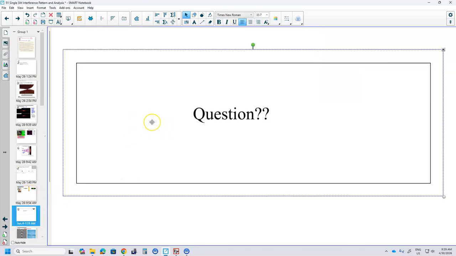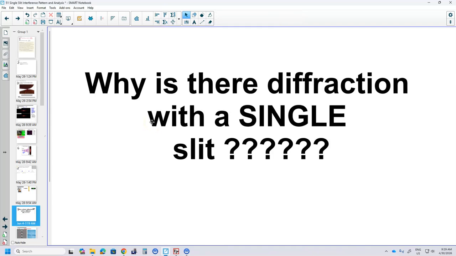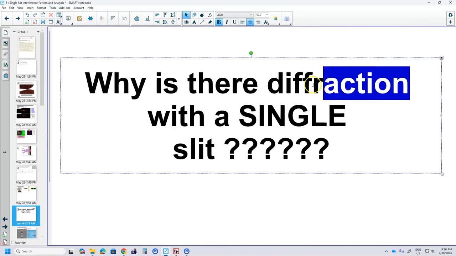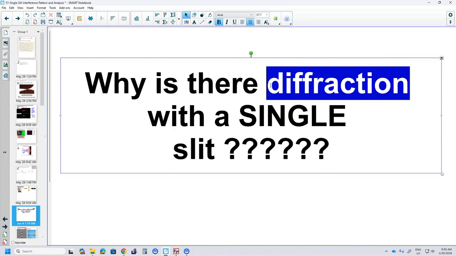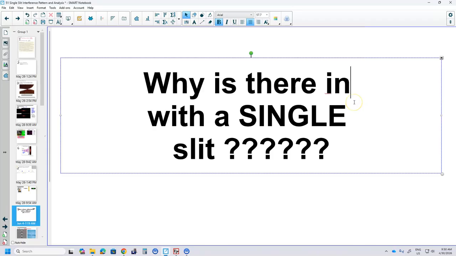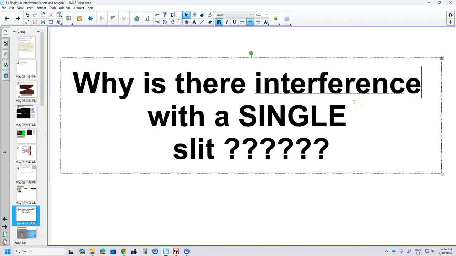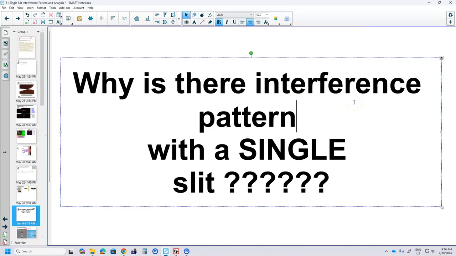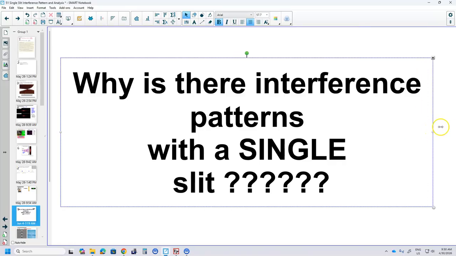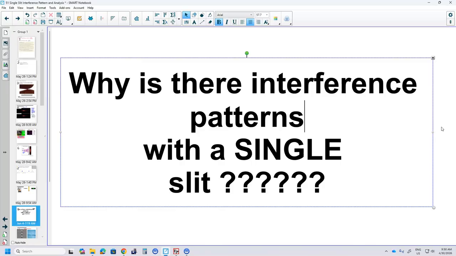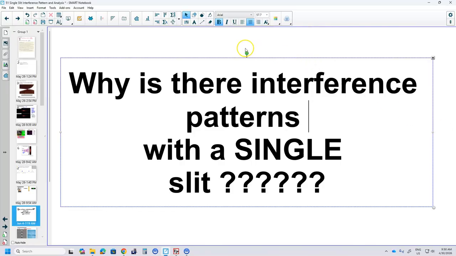So hopefully you have the big question in mind, right? How the heck is there diffraction interference, or rather, interference patterns with a single slit? This should have said interference patterns. Diffraction is leading to it, right? But why is there interference with a single slit? That's really the big question. So why the heck would that be?